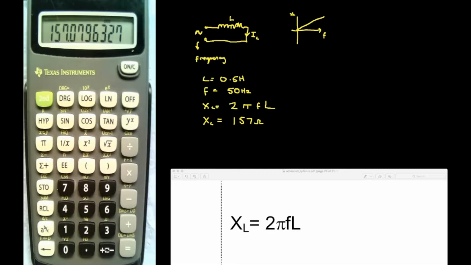So that was simply a matter of keystrokes. If we go through them, the keystrokes were on, clear, 2 times the pi key, that was a little key, 2 times pi times 50 times 0.5, and then equals. So that's inductive reactance covered.